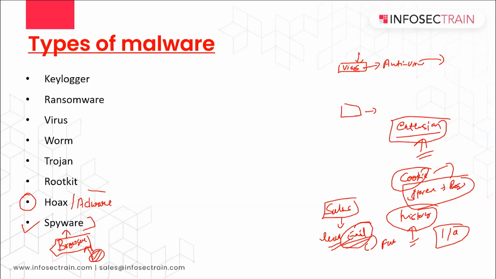Okay, so adware and spyware. Adware is giving you the annoying ads. Spyware is stealing your data, right? Data collection, history, personal information, banking, financial information, username, password. Okay, so that is going to be there.